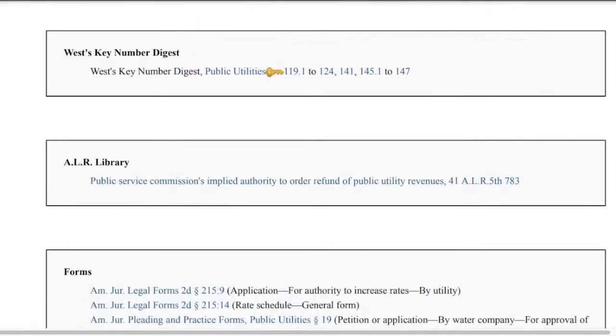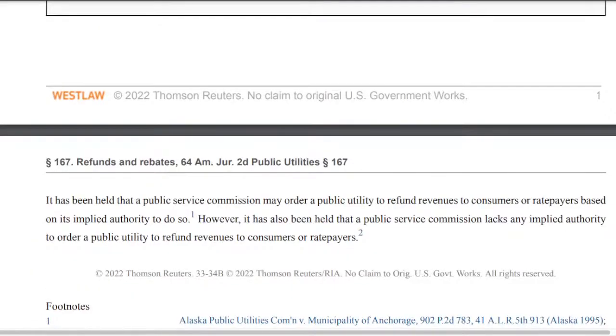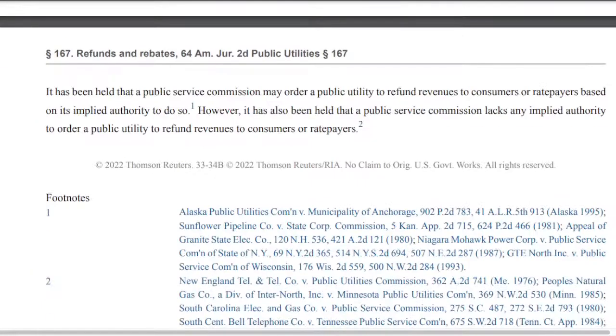Refunds or rebates? Okay, so the commission can make them do rebates and refunds.